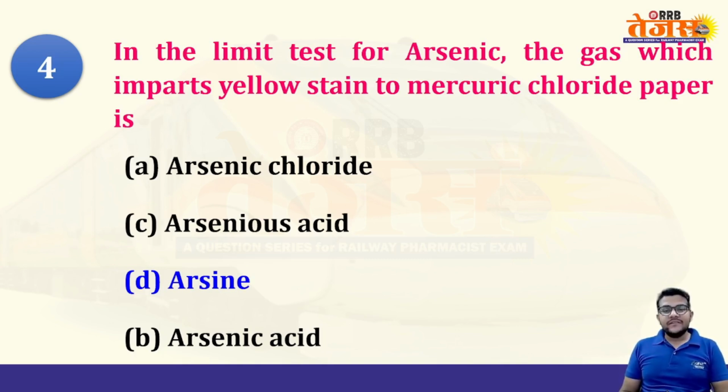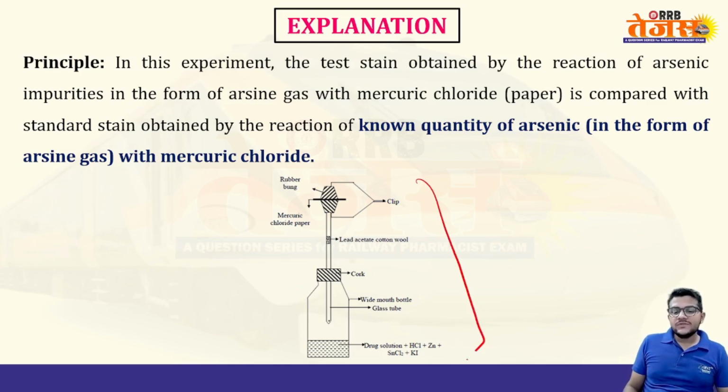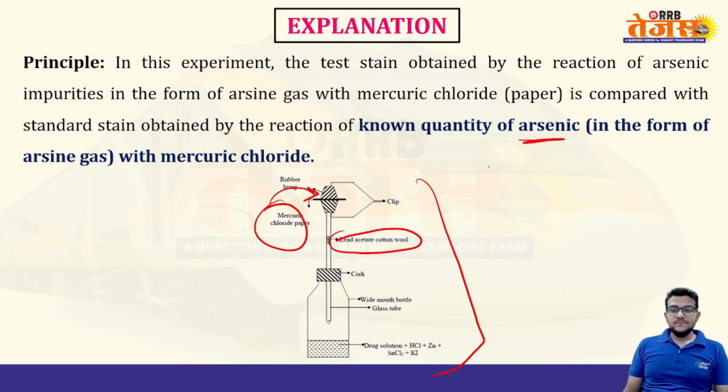Mercuric chloride paper contains mercury and chlorine, and this is the typical diagram. You are able to see the arsenic limit test apparatus, with the lead acetate cotton plug, and the mercuric chloride paper where the yellow stain of arsine gas is present. The quantity of arsine produced imparts a color, and the intensity of the color we can compare with the standard solution, and then we can say whether the sample passes or fails the limit test.